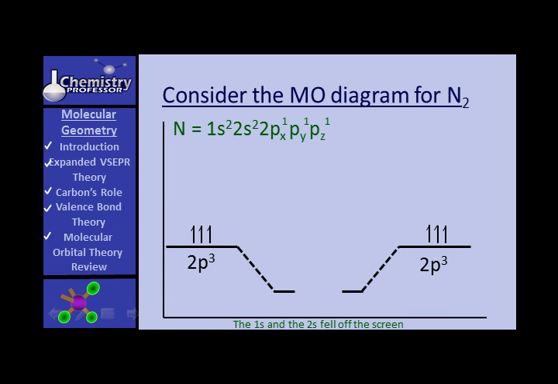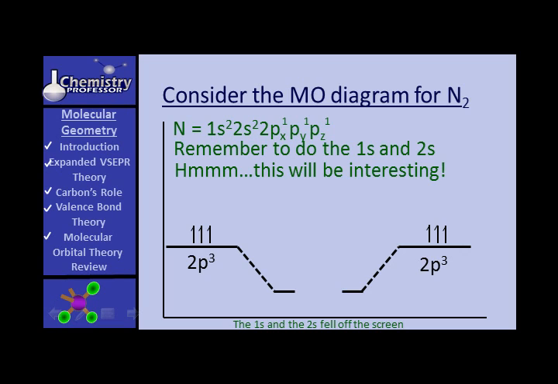Let's consider an MO diagram for nitrogen. Notice we have 3 electrons in the p. So we have 1 in the px, 1 in the py, and 1 in the pz. We have degenerate pi orbitals here, pi bonds. So I think you're going to find this very interesting. Let's see how it looks. Remember to do the 1s and the 2s now. I'm not going to let you get by without doing that.